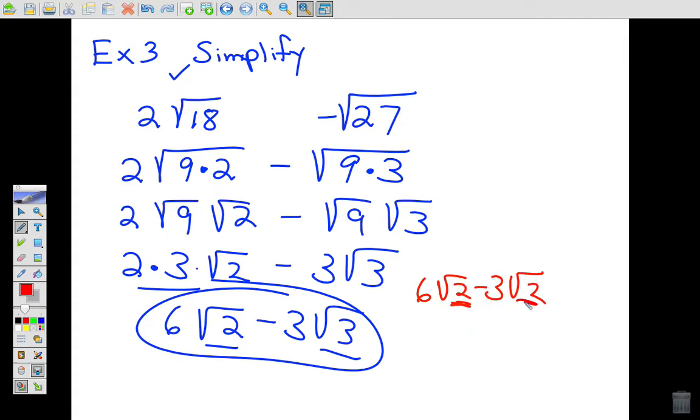Then these are like terms. 6 minus 3 is 3. I get 3 radical 2. But that's not the case. So in the blue is my final answer to example 3. So our topic here for lesson 66 was simplification or simplifying of radical expressions.